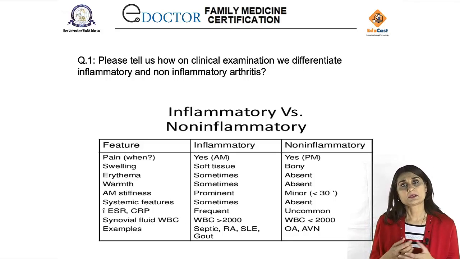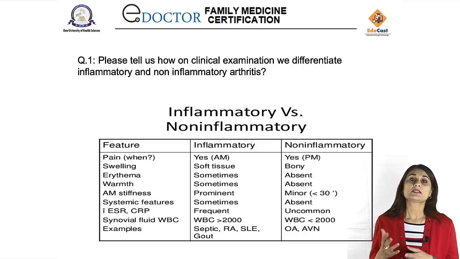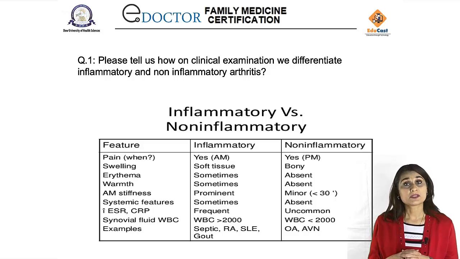Then you will say, okay, let's tap the synovial fluid out. On the synovial fluid, you will ask them to count the WBCs. If the WBC count is more than 2000, that's inflammatory. If it's less than 2000, that's non-inflammatory.